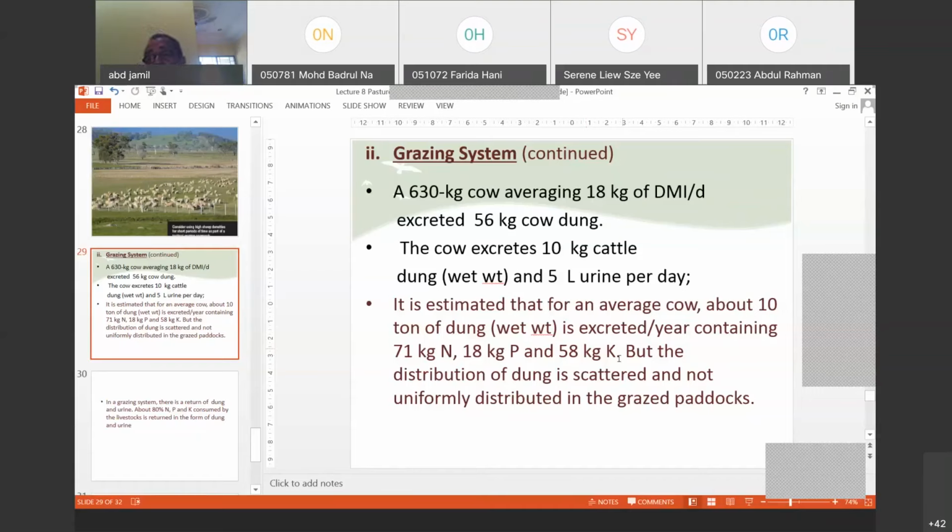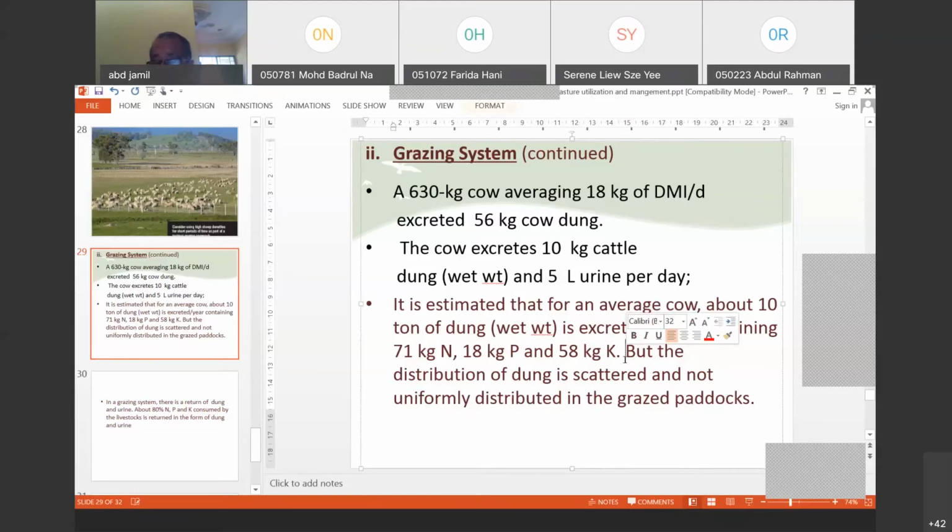per head per year. So the return to the soil is higher. The return of fertilizer to the soil is higher, which means you need not fertilize as much as cut and carry system. So this system is more beneficial, more profitable as compared to the cut and carry system. But the problem is, again, I mentioned earlier, the land space. And here they say the distribution of dung is scattered and not uniformly distributed.